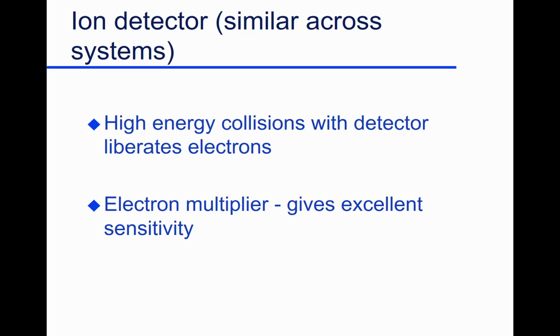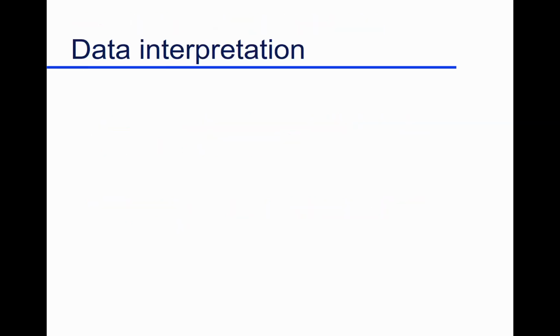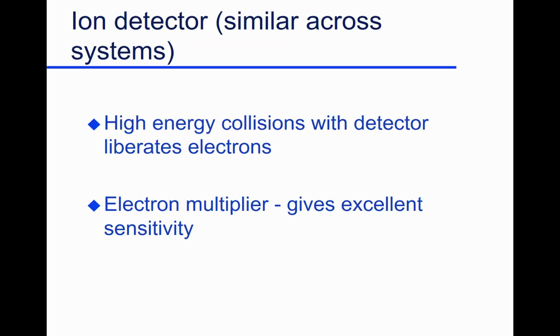So okay, we've formed our ions. We've separated all those fragments into mass units. Now we're going to measure all of those fragments that we separated and had come to our detector. High energy collisions with the detector will liberate electrons. And so what we do, and I didn't get a diagram of this, I inserted it as I was walking over here, but that's for next year.